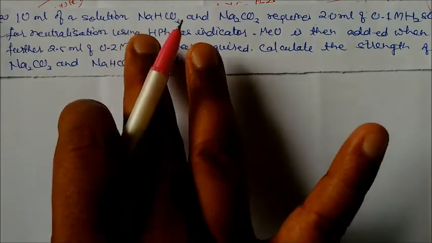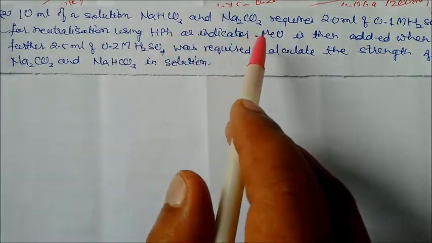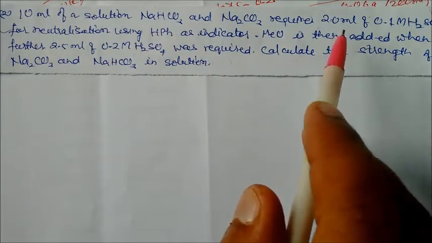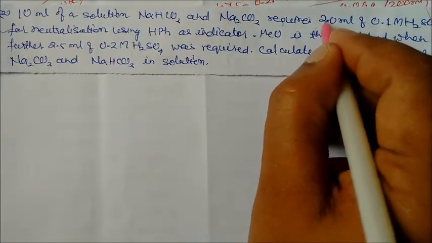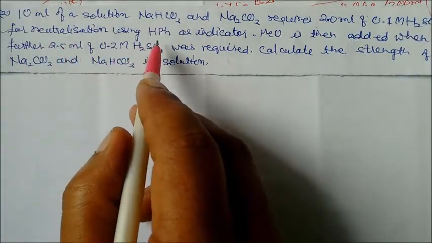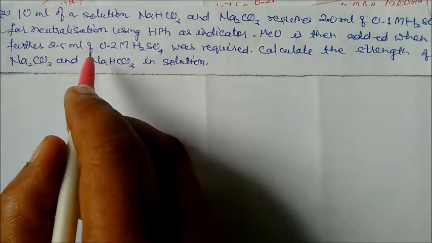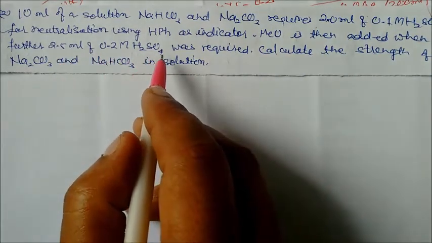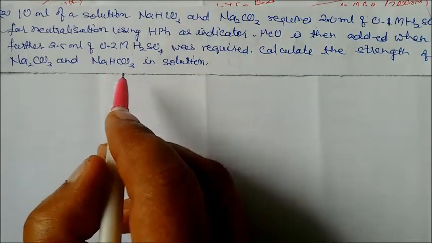Now we will see the second question. 10 ml of a solution of sodium bicarbonate and sodium carbonate requires 2 ml of 0.1 molarity H2SO4 for neutralization using phenolphthalein indicator. Methyl orange is then added, when a further 2.5 ml of 0.2 molarity H2SO4 was required. Calculate the strength of sodium carbonate and sodium bicarbonate in the solution.